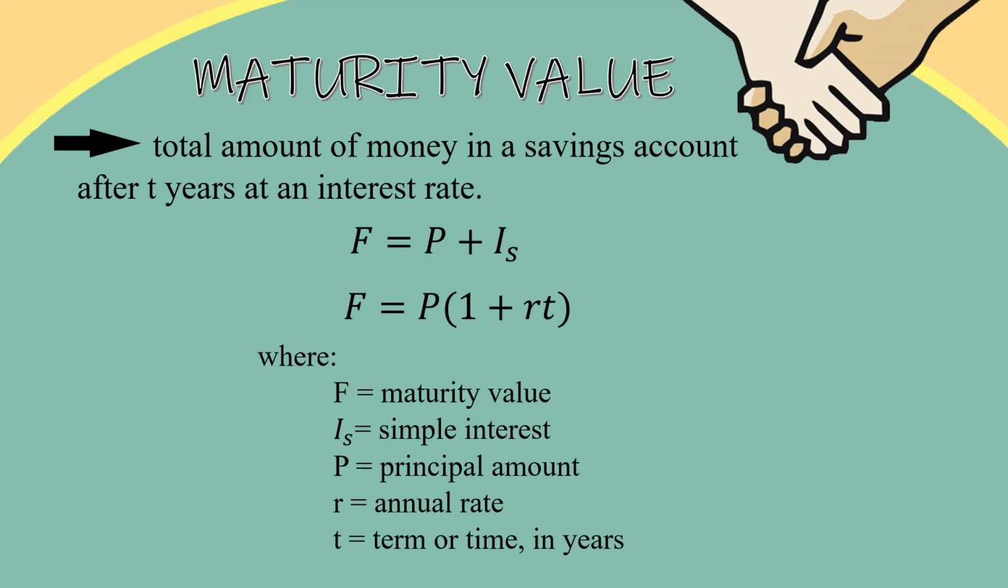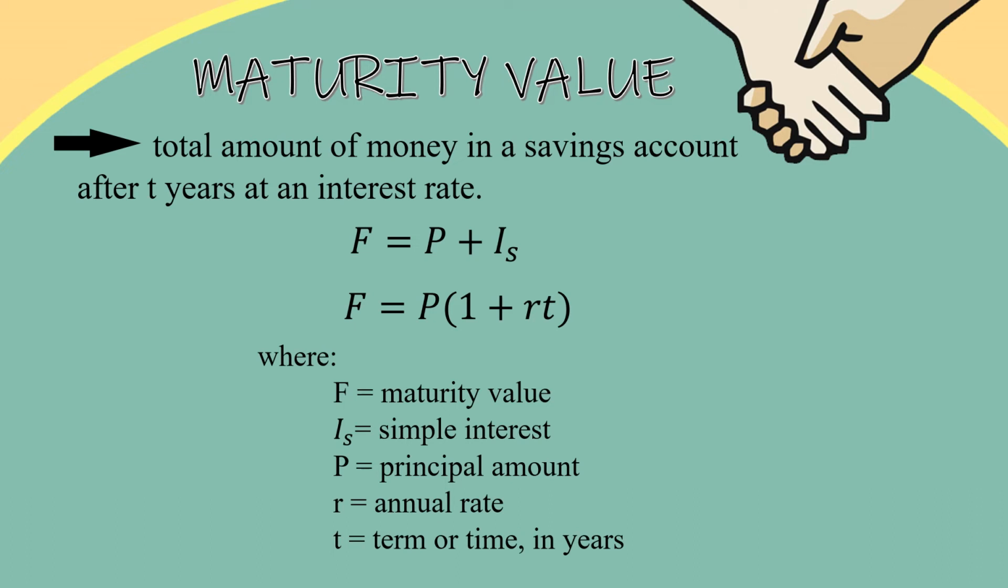Okay, so next is the maturity value. So maturity value, that is the total amount of money in a savings account after 3 years at an interest rate. So si maturity value, ito na yung total amount nung ininvest mong pera or yung hiniram mong pera kasama na yung tubo. Yan, kasama na yung tubo or yung interest.